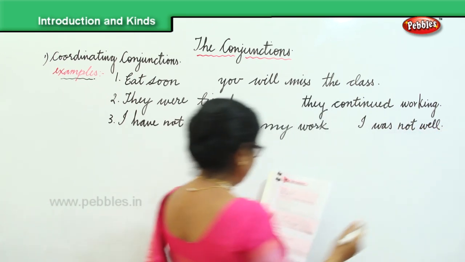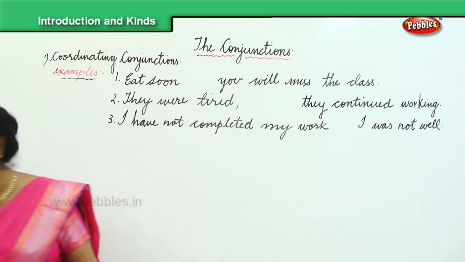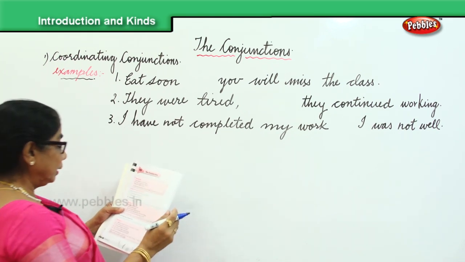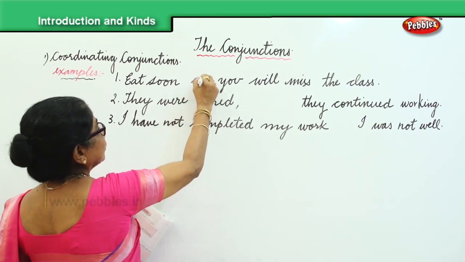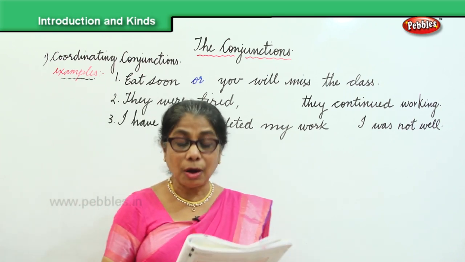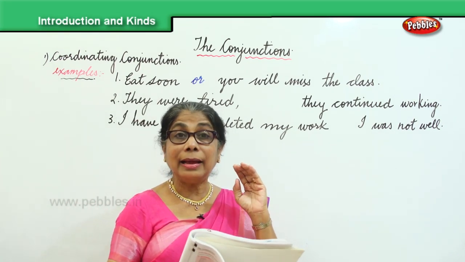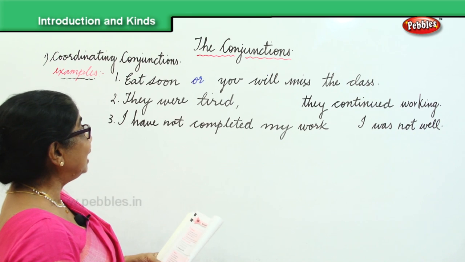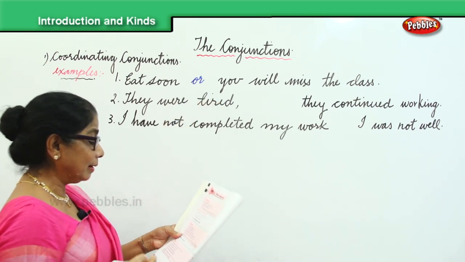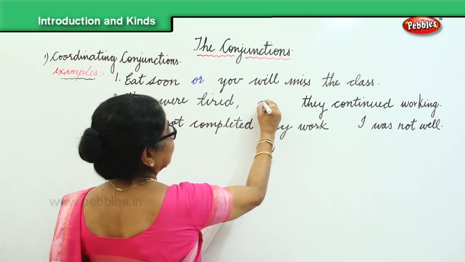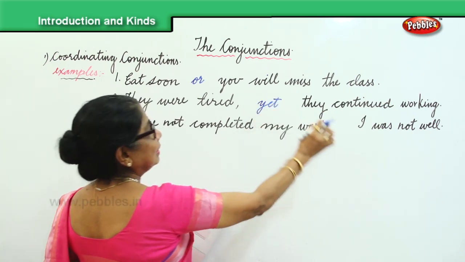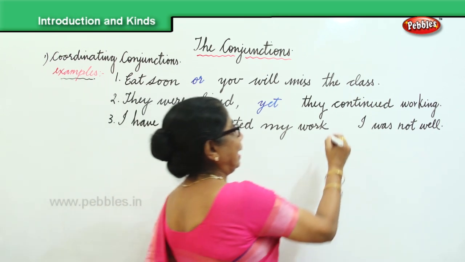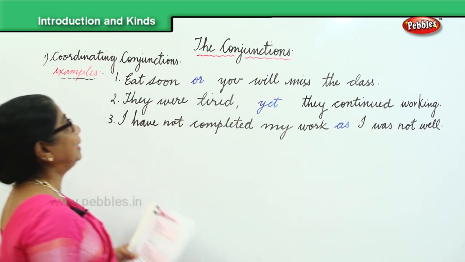Now, coordinating conjunctions. Eat soon or: it joins two sentences or clauses of equal rank. Eat soon or you will miss the class. They were tired yet they continued working. I have not completed my work as. So these are all coordinating conjunctions.